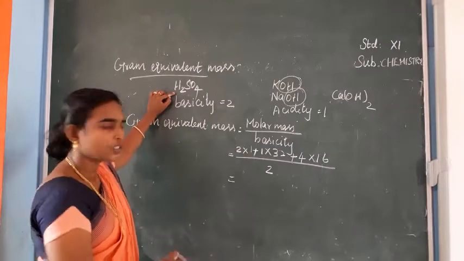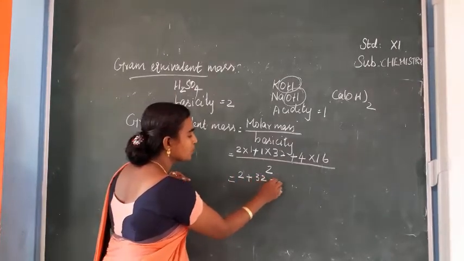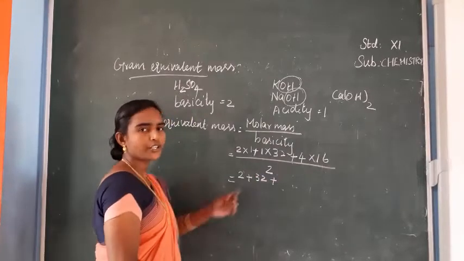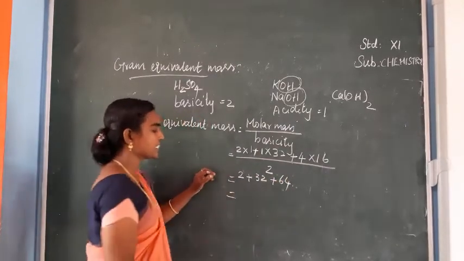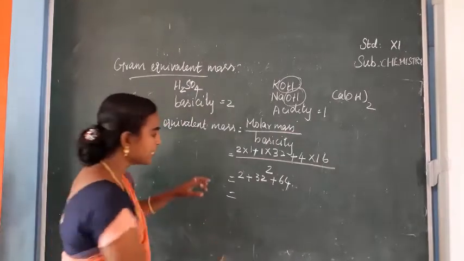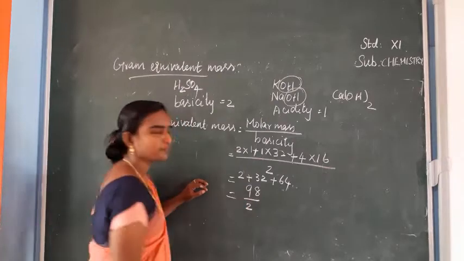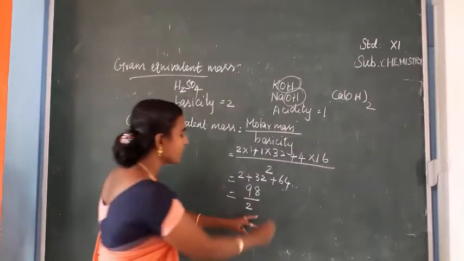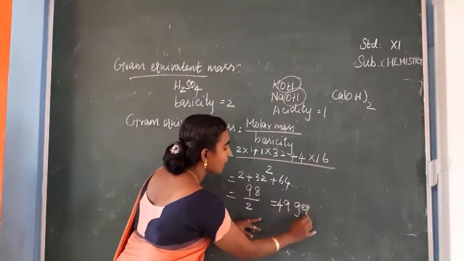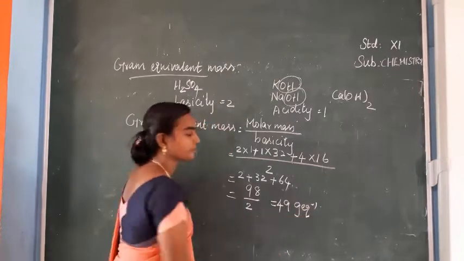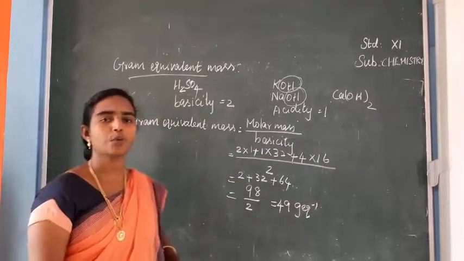Is it clear? So now 2 plus 32 plus 4 into 16, that is 60. So what's the answer must be? 98 divided by 2, isn't it? Which is equal to 49 gram equivalent mass. Okay, is it clear? So how to calculate the gram equivalent mass?